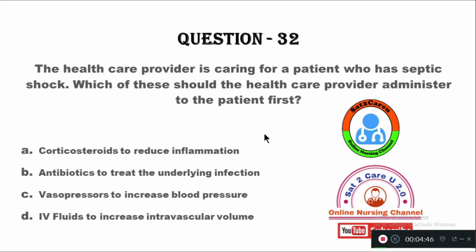Question number 32. The healthcare provider is caring for a patient who has septic shock. Which of these should the healthcare provider administer to the patient first? Option A, corticosteroids to reduce inflammation. Option B, antibiotics to treat the underlying infection. Option C, vasopressors to increase blood pressure. Option D, IV fluids to increase intravascular volume. So here the right answer, before that you read the question carefully.